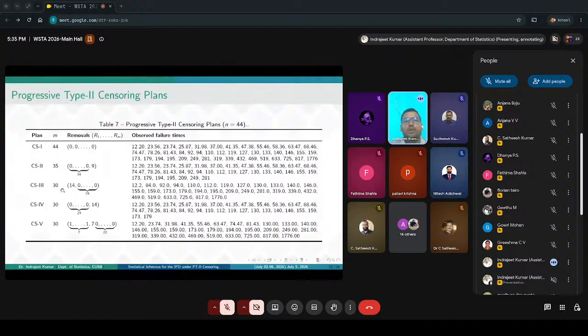And in case of the third plan, it is showing that 14 observations were removed from the starting. It removes 14 observations, which means it is left censoring. And this is the same pattern, and this is the mixed type.